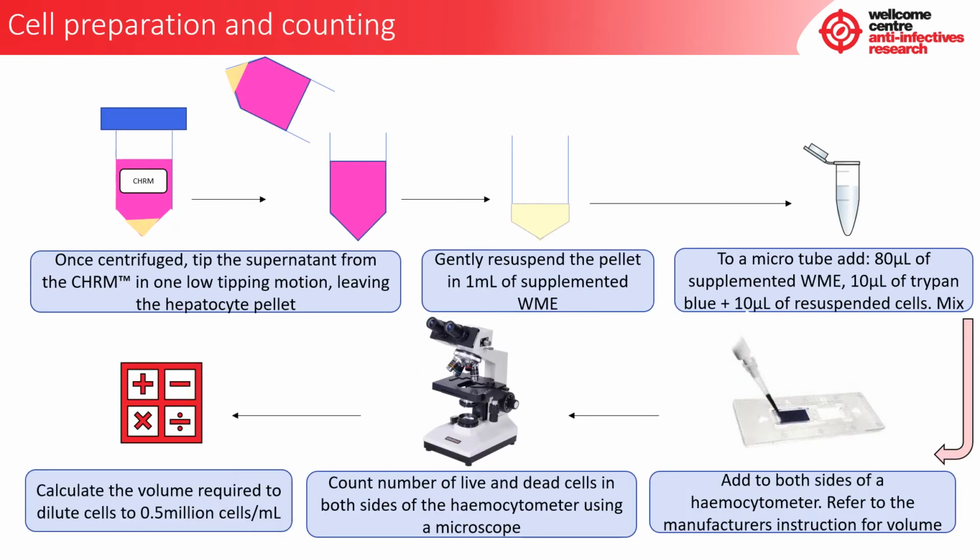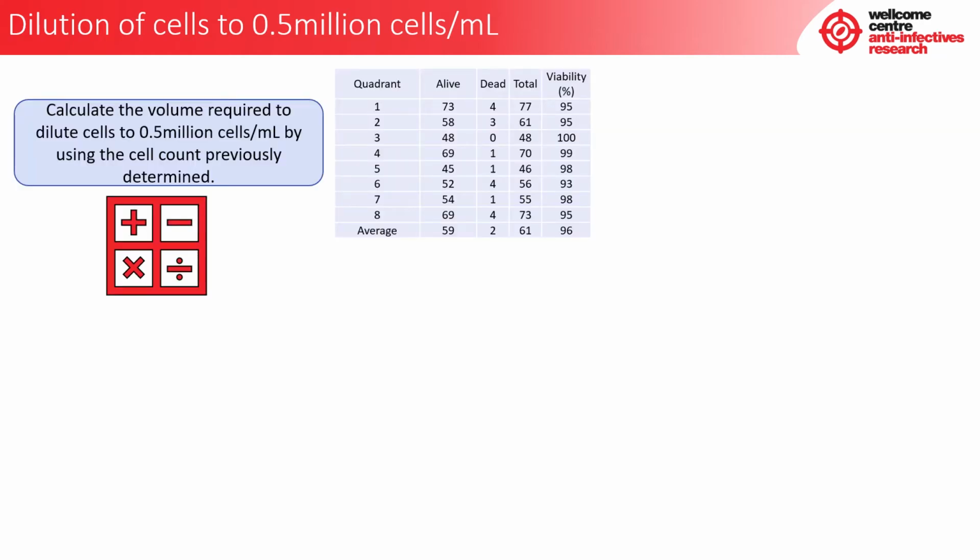Now, you can calculate the volume required to dilute cells to 0.5 million cells per ml. Dilution of cells to 0.5 million cells per ml. To calculate the volume required to dilute cells to 0.5 million cells per ml, please refer to the cell count previously determined.